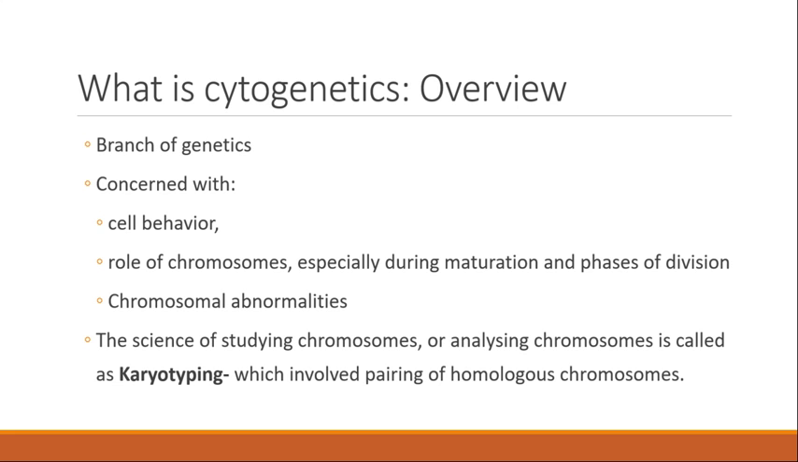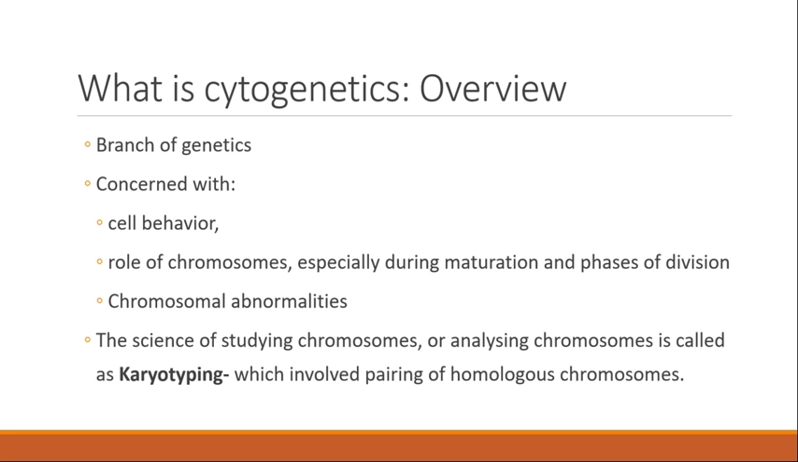Now more or less we see cytogenetics as concerned with a few things: cell behavior, the role of chromosomes, especially during the phase of maturation or during cell division, and thirdly chromosomal abnormalities, right? When we study and analyze these chromosomes, that science or that study is called karyotyping. We'll be talking in detail.